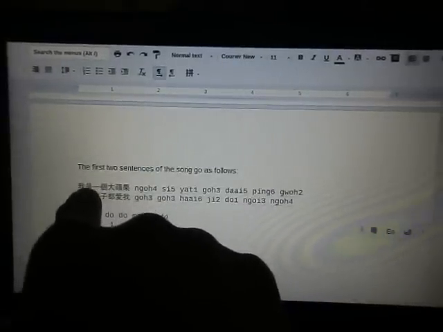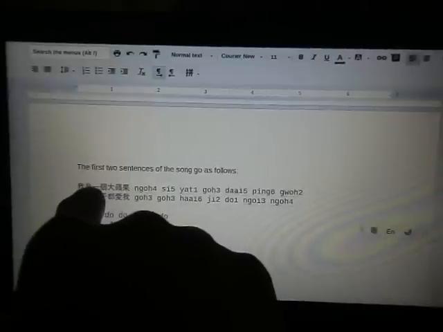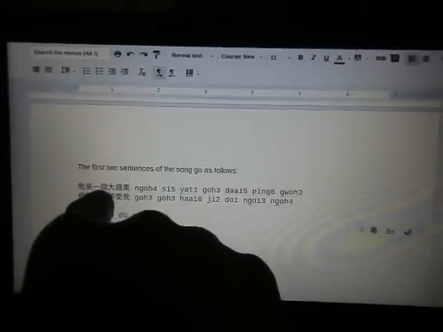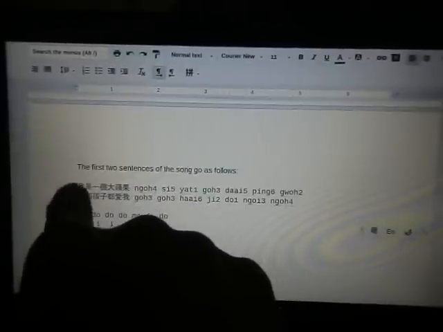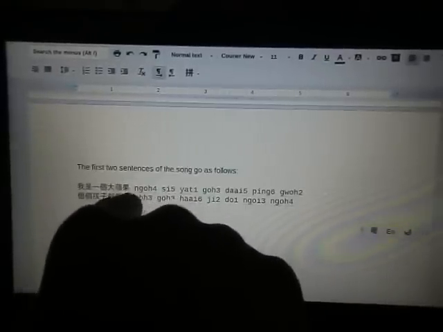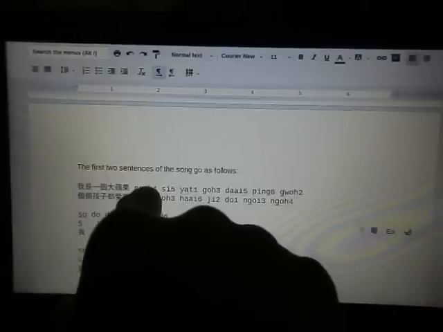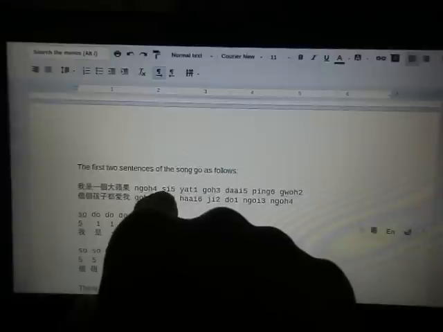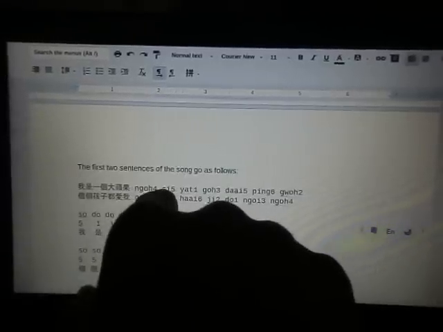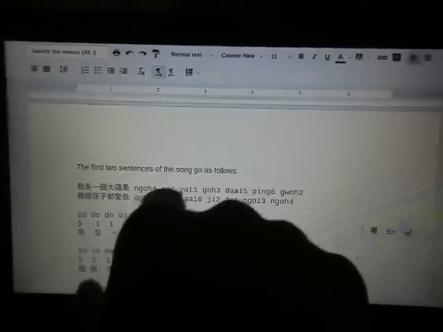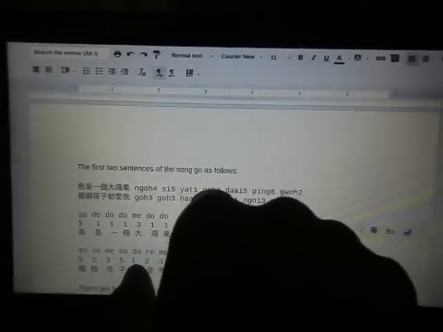我 is I, 是 is or being. 一 means 1, 個 is the quantifying unit, 大 is big, 果 is a fruit, 蘋果 is an apple in particular. So 我是一個大蘋果. 我 is a rising tone, tone 4. Then tone 5. 我是一個, tone 3.